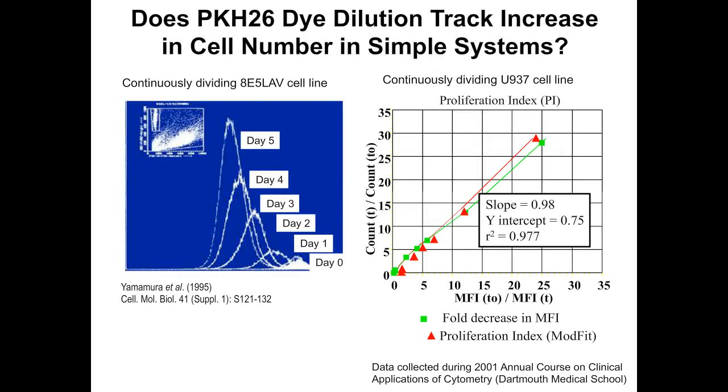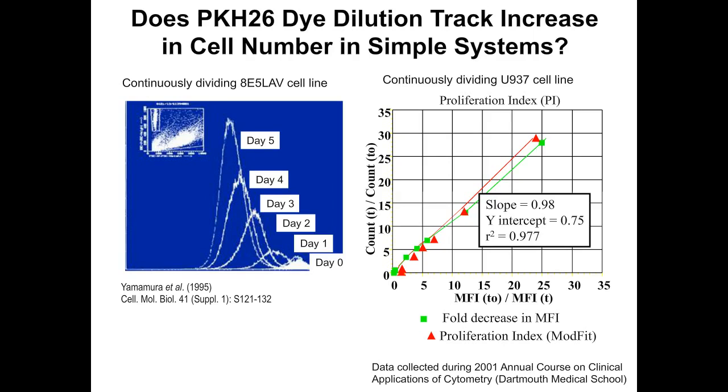This slide illustrates the concept of looking at cell division. It was some work that was done with PKH26. The way this experiment in the upper left was carried out was some beads were placed into a culture with some stained cells. Then on day 1 through day 5, a sample was extracted from the flask, and a constant number of beads were enumerated. That's the box that you can see in the very upper left-hand corner of the inserted histogram.